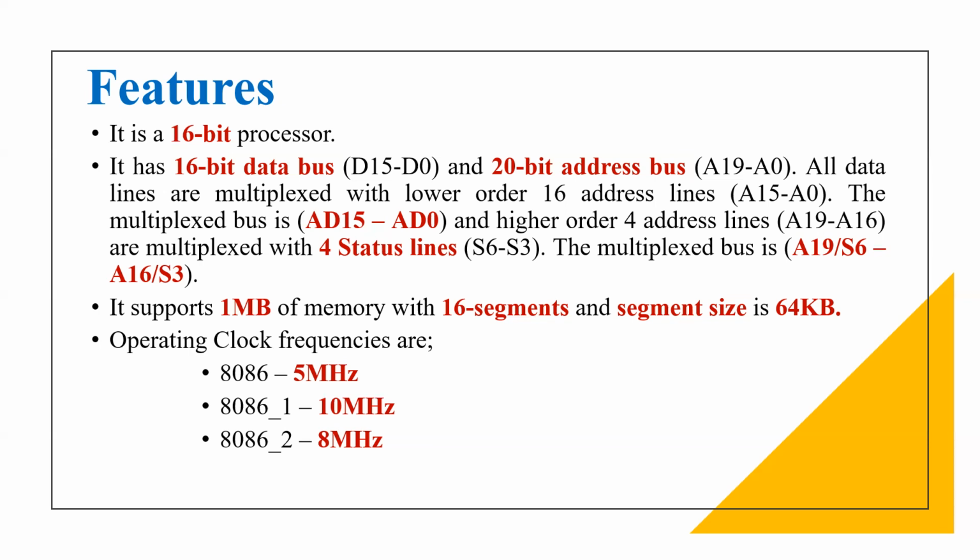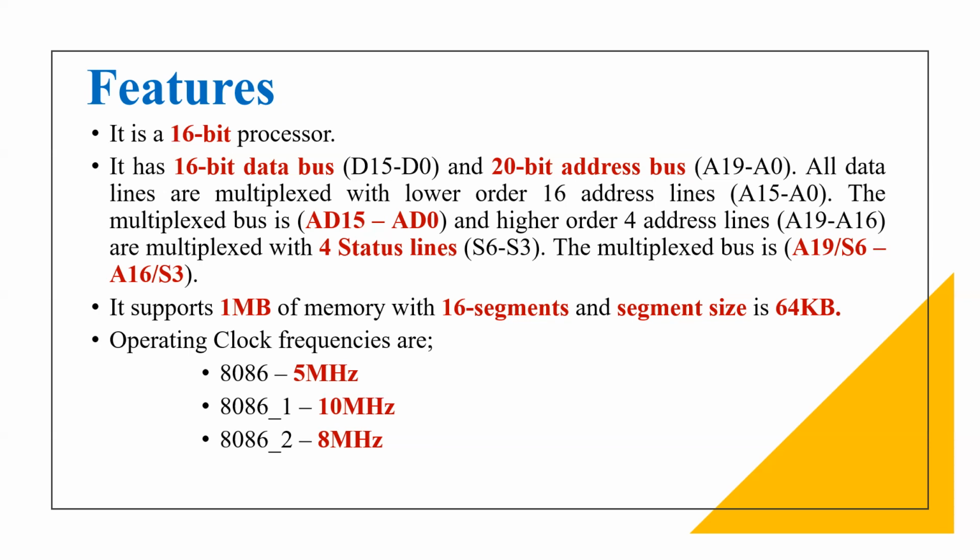The next point is it supports 1 megabyte of memory. That means by using 20 address lines of the processor, we can address a memory of size 1 MB, because 2 power 20 is equal to 1 MB. That 1 megabyte of memory can be divided into 16 logical segments. Each segment size is equal to 64 kilobytes.